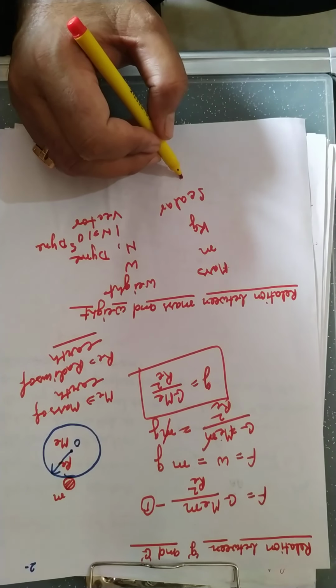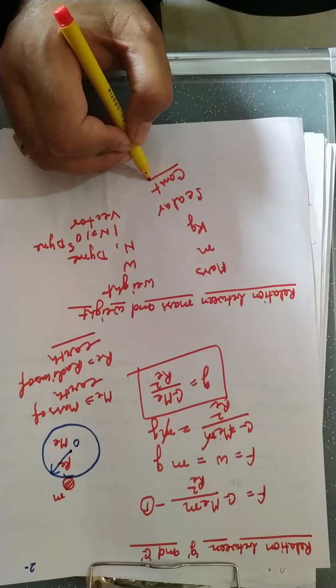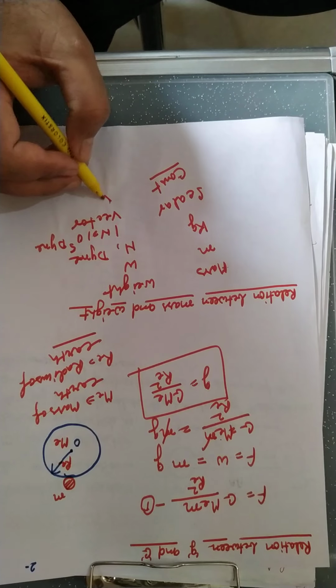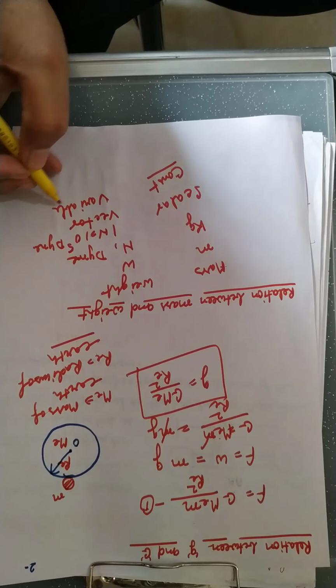Mass remains constant at every point on the surface, but weight is variable. Weight varies due to the change of place.